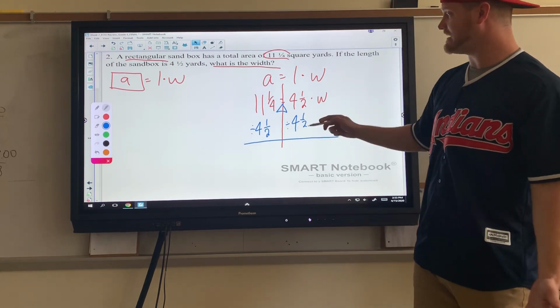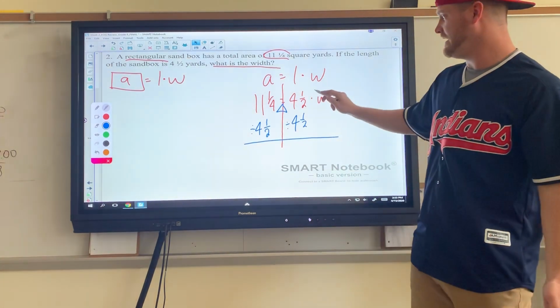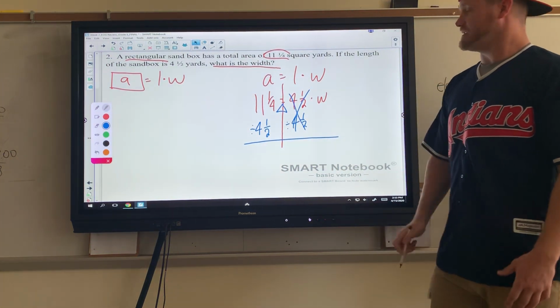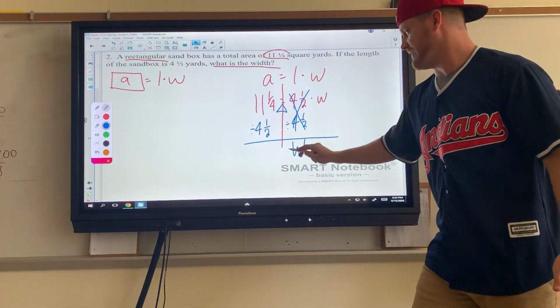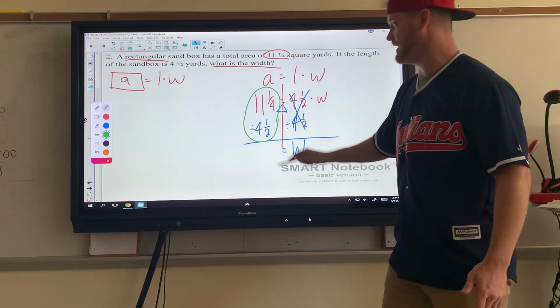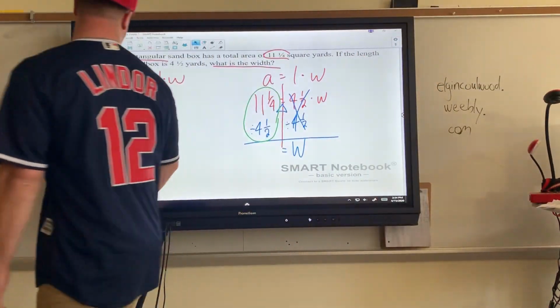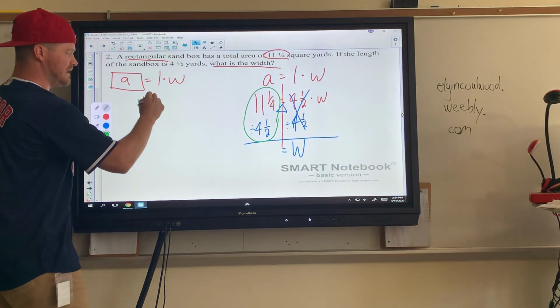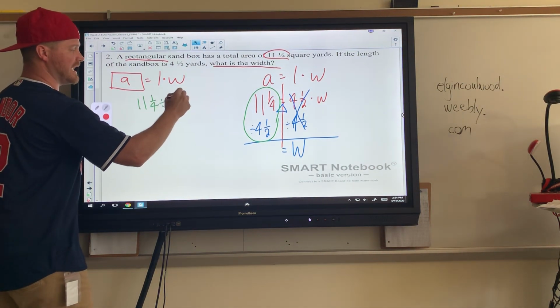Now, anything divided by itself is basically going to cancel out. Since 4.5 divided by 4.5 is 1, you don't need to write 1W, since 1W is just W, so then you just drop down that variable. However, the important part, this is the math problem we're doing, and it's top divided by bottom. So I'm going to do the work over here. It's 11 1/4 divided by 4 1/2.